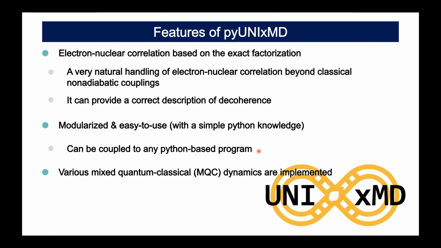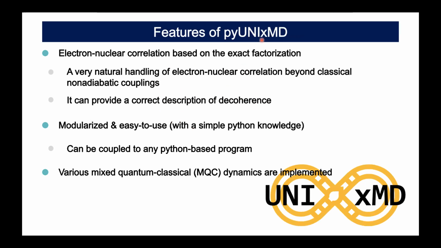First, I'd like to introduce the basic features of this PyUNixMD software. The major one is that PyUNixMD can deal with the electron-nuclear correlation based on the exact factorization. This is a very natural handling of the electron-nuclear correlation beyond the conventional classical non-adiabatic coupling. And based on this electron-nuclear correlation, we can provide the correct description of the decoherence phenomena.